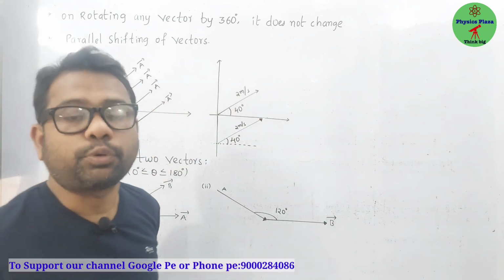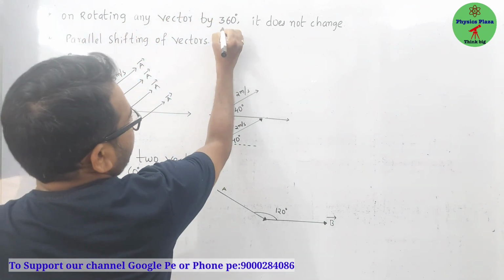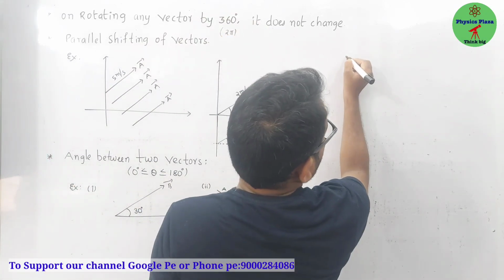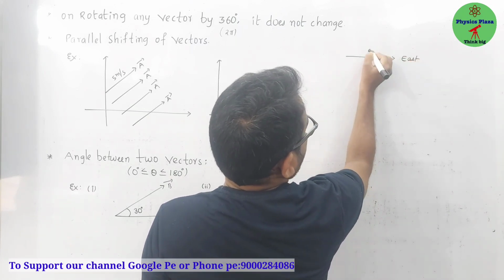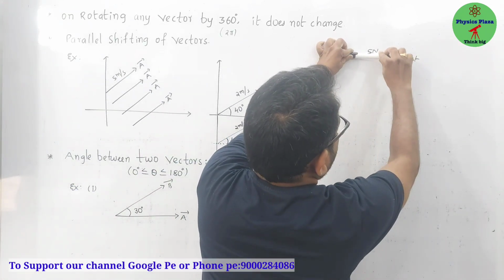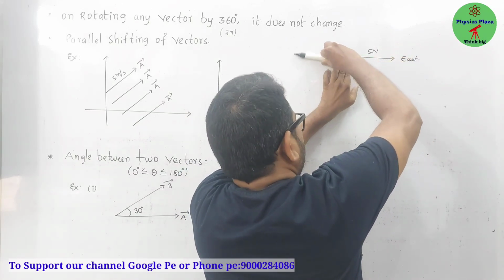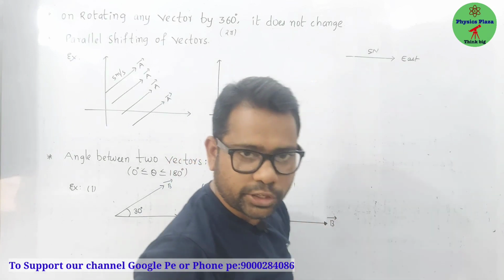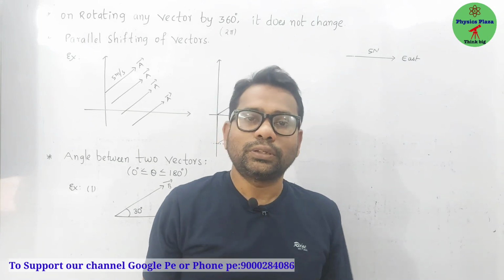Children, these 3 points are very important. First one is what? If I am rotating any vector by 360 degrees or 2 pi radian, it does not change. Which means, suppose here it is a vector towards east, a 5 Newton force acting towards east. If it is rotated by 360 degrees, it will come to the same position. So there is no change in magnitude, there is no change in direction. Any vector, if it is rotated by 360 degrees or 2 pi, there won't be any change in it.